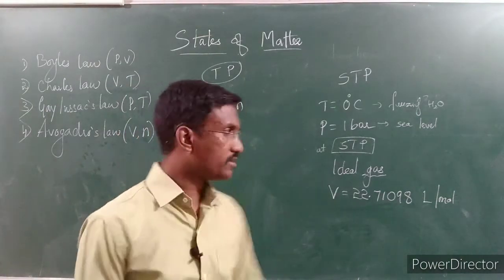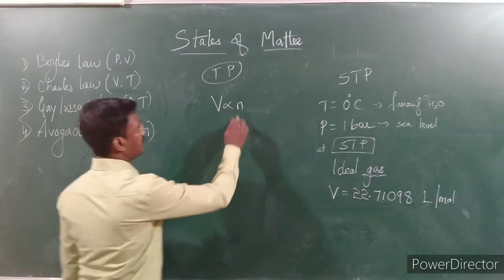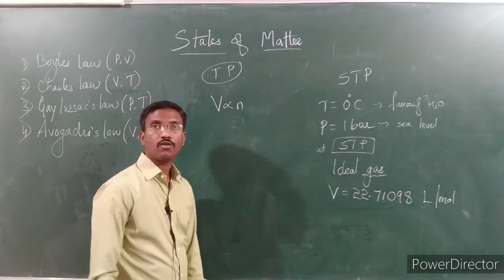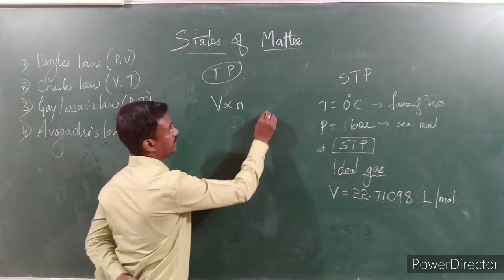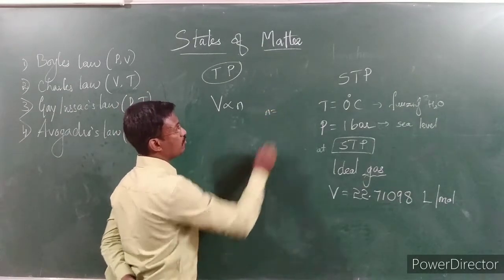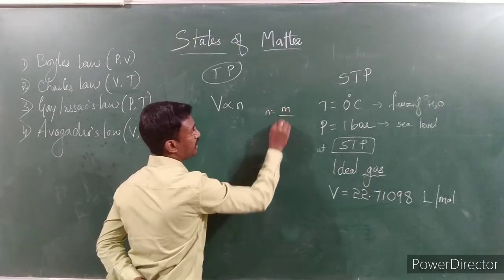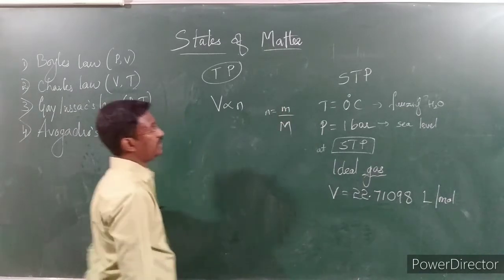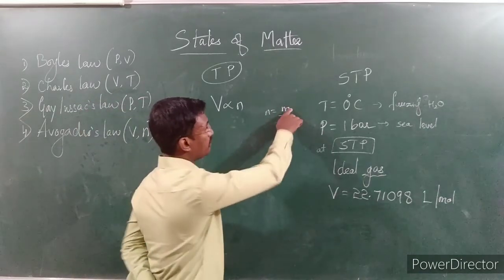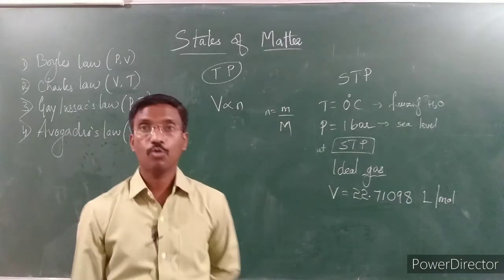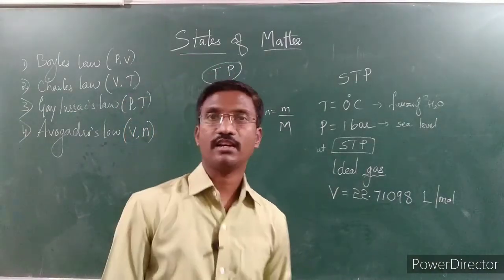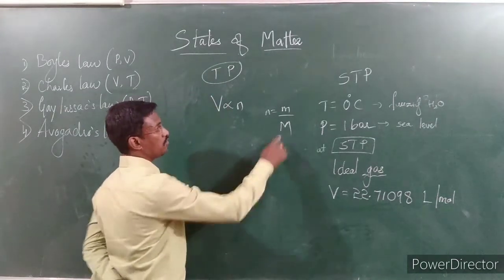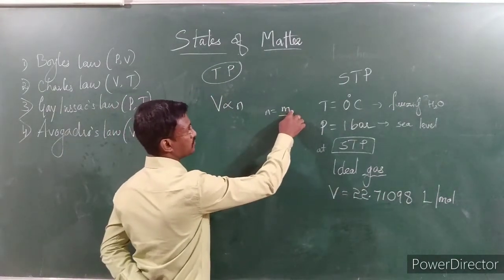One more thing I would like to remind you. n is the number of moles of substance. The number of moles can be calculated as n equals m divided by capital M, where small m is the given mass and capital M is the molar mass. In the first chapter we studied small m and capital M. The given mass is called small m.